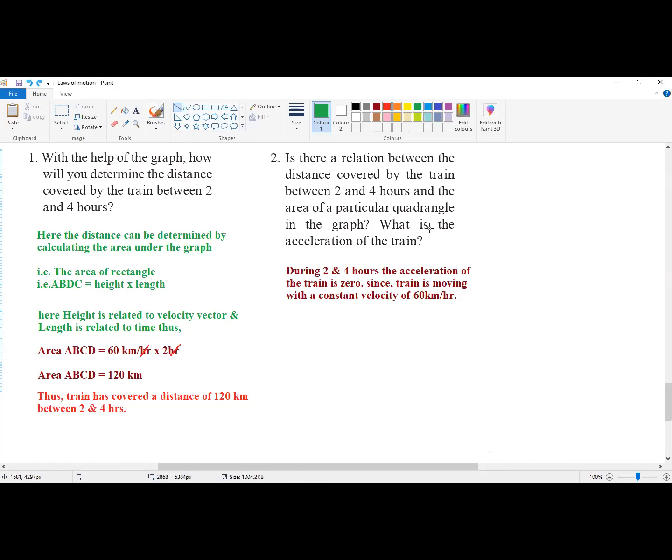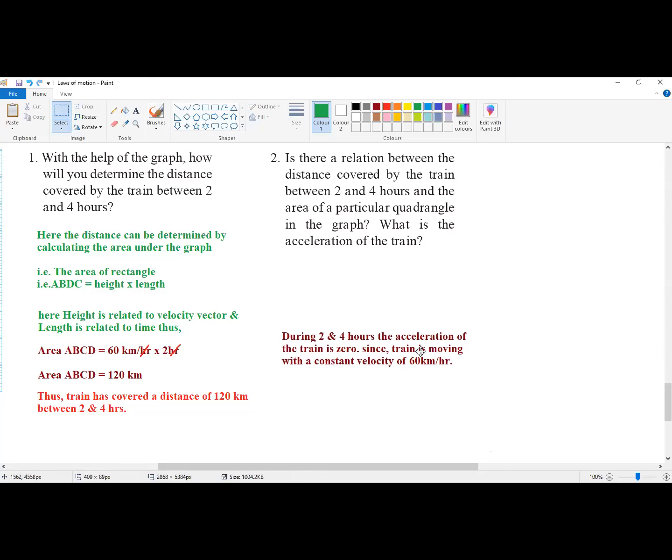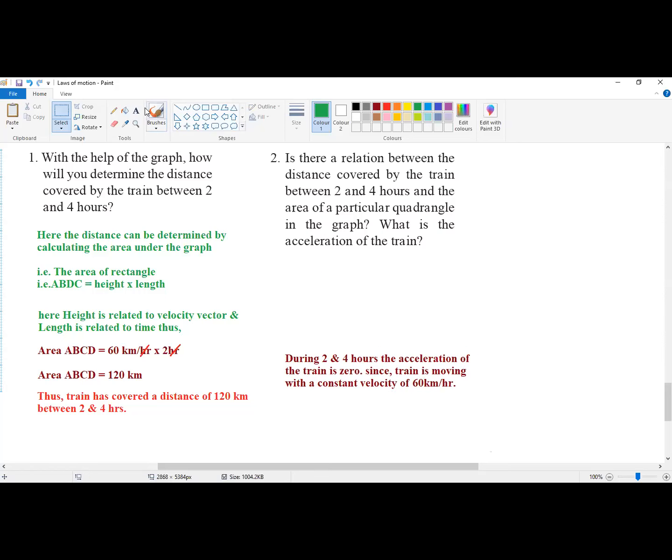Yes, there is a relation. What is that relation? The area under the graph itself gives the distance covered by the train during that time interval. Getting my point? What is the relation?